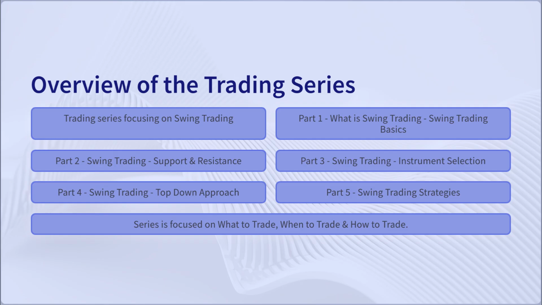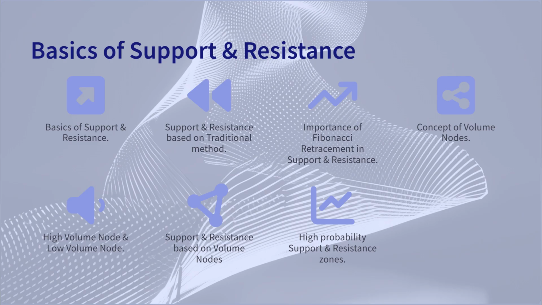So the learning objectives for this series is as follows. In this part, I'll be taking you through some basics of support and resistance, then I'll be showing how support and resistance is applied based on technical analysis concepts. I'll also be highlighting the importance of Fibonacci retracement in identifying high probability support and resistance levels. And then I'll be moving to a unique concept for support and resistance that I use. This concept is based on market profile volume nodes, so I'll be showing you what a basic volume node is, how you categorize between a high volume node and a low volume node, and then I'll help you identify support and resistance levels based on volume nodes.